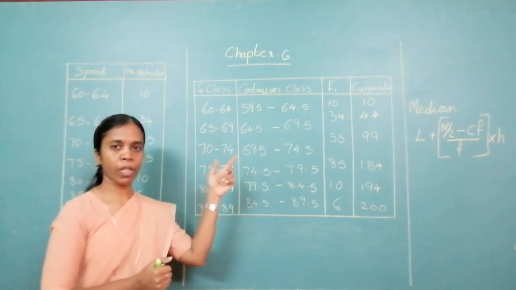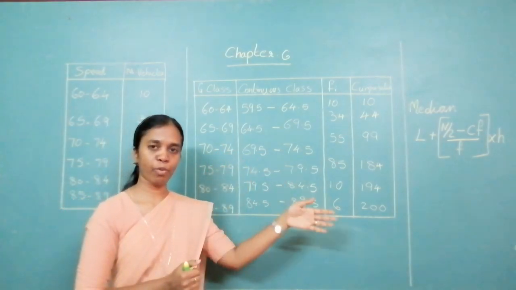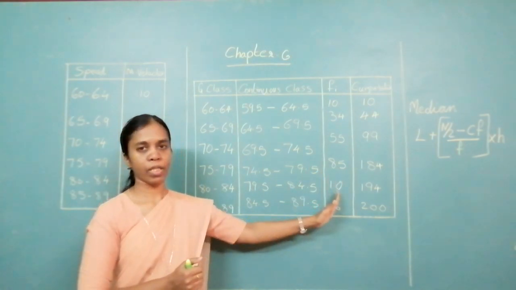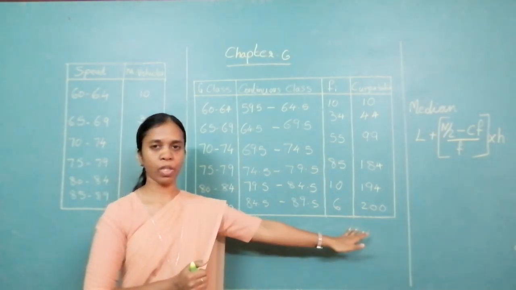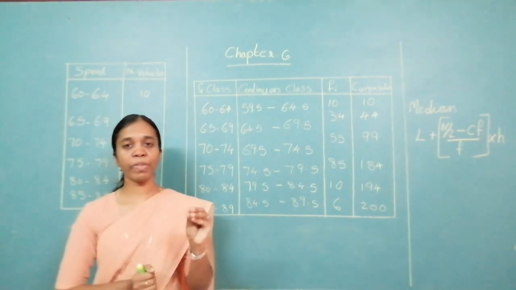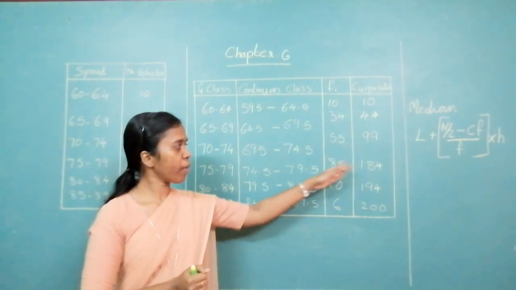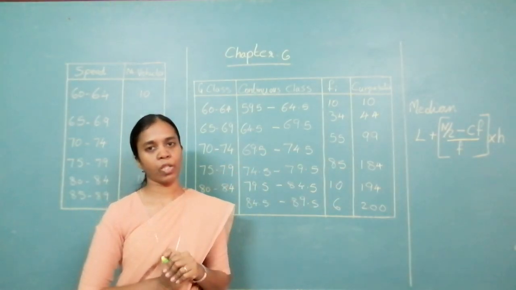How do we make it continuous? Subtract 0.5 from the lower limit, add 0.5 to the upper limit. Next is the frequency as it is. Last one is the cumulative frequency. Now, how do we choose the median class? Table is ready. Now we have to choose the median class from here.